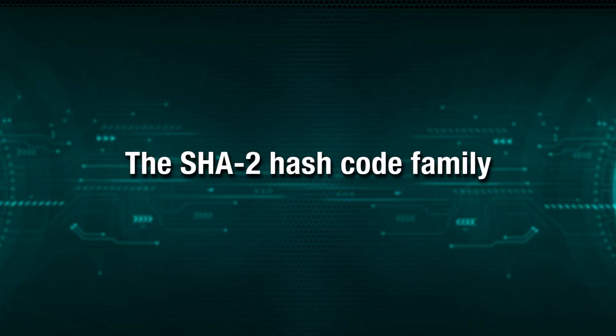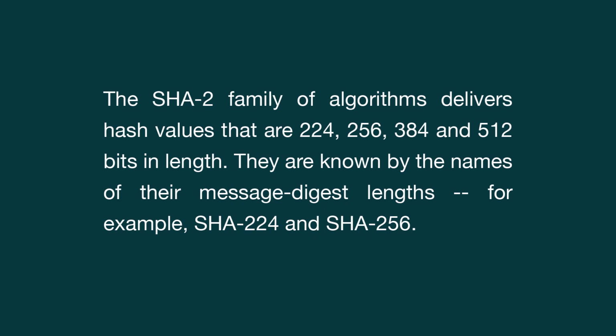The SHA-2 hash code family. The most secure successor to SHA-1 and one that is widely used today is the SHA-2 family of hash codes. SHA-2 hash codes were created by the US National Security Agency in 2001. They represent a significant departure from SHA-1 in that the SHA-2 message digest algorithms were longer and harder to break. The SHA-2 family of algorithms delivers hash values that are 224, 256, 384 and 512 bits in length.